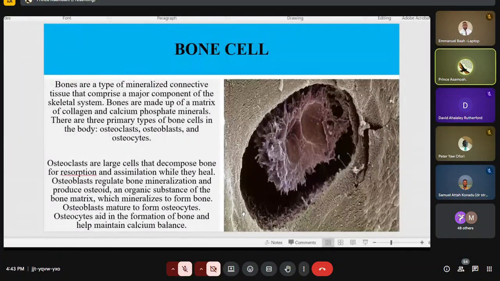So the osteoblast will form, and then when they mature, they become the osteocytes. You know that in doing this, they need a lot of minerals: the phosphorus, the calcium, the magnesium, and all that, to be able to put up a very strong bone.